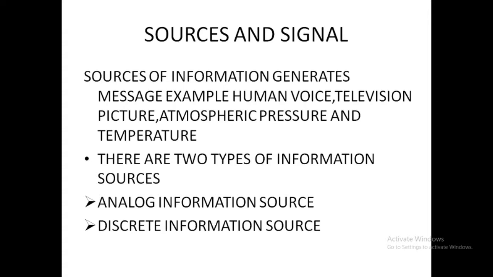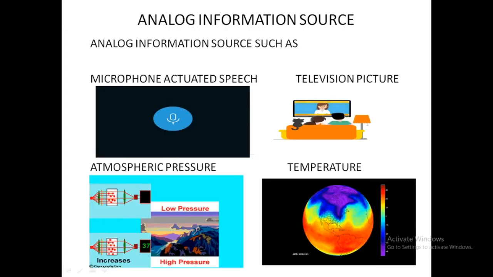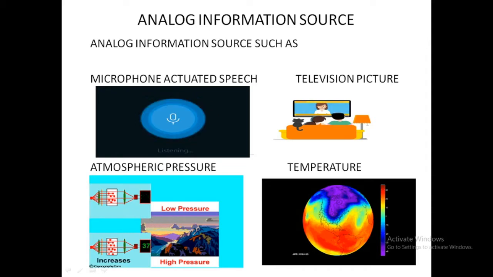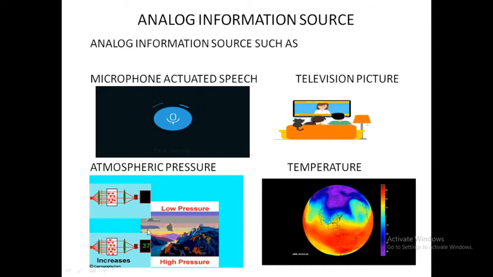Next, sources and signals. Sources of information generate messages, for example human voice, television picture, atmospheric pressure and temperature. There are two types of information sources, analog information source and digital information source. These are the examples of analog information sources: microphone actuated speech, television picture, atmospheric pressure and temperature. These are available in physical form.